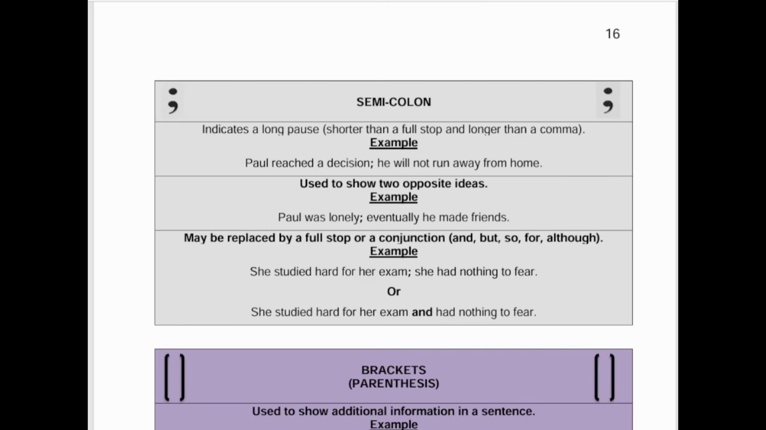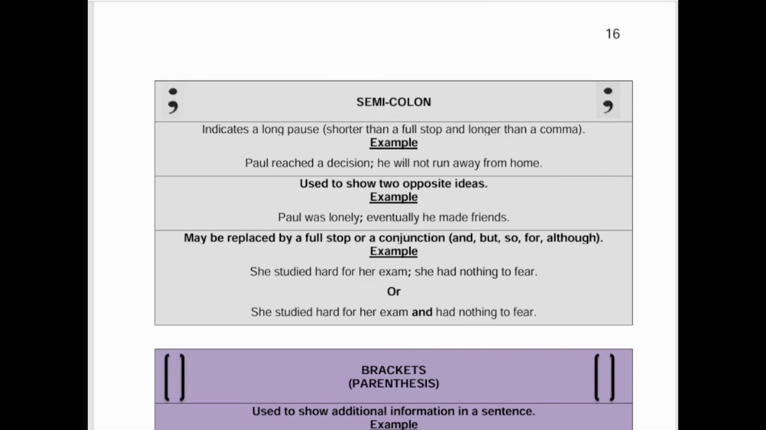So it is shorter than a full stop and longer than a comma. Example, let me try to use a semicolon to indicate a long pause. Paul reached a decision; he will not run away from home. So you can be able to see there was a long pause in between. So a semicolon is being used to show a long pause.